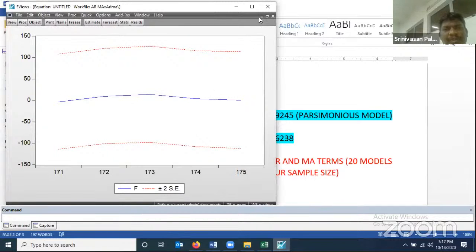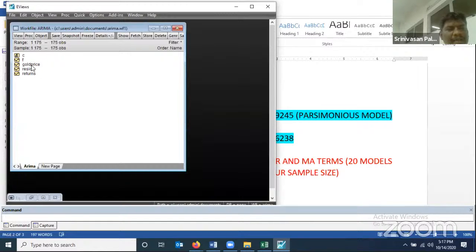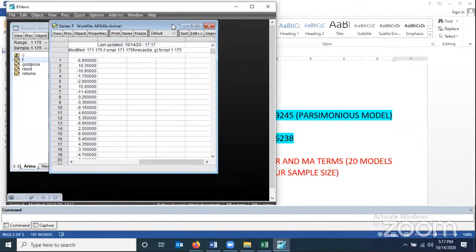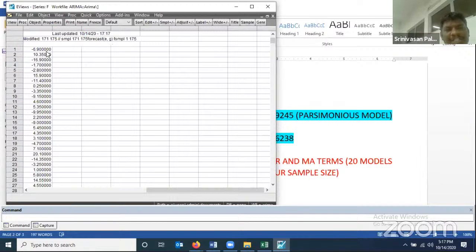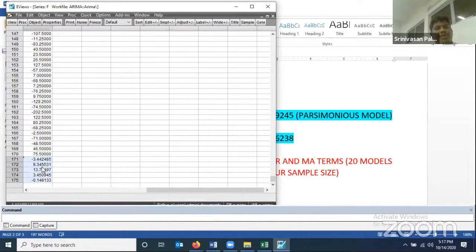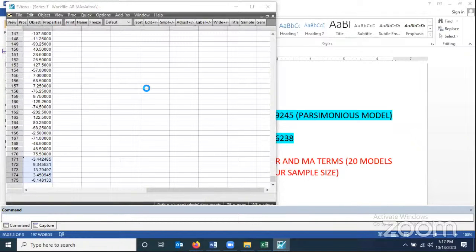Now minimize this. Have you seen F here? Double click and open. These are all actual returns. Forecasting started from where? 171 onwards. These are the forecasted returns. Go to view, graph.